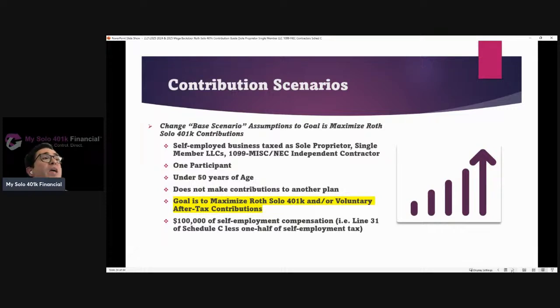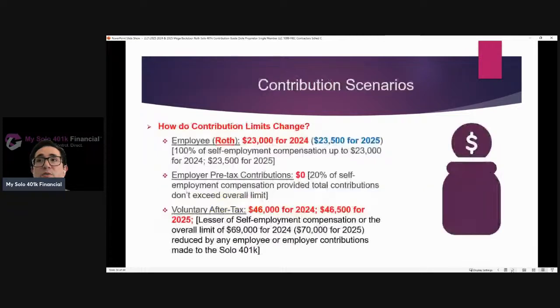So now let's go back to the base. And here we're going to assume that they're not making contributions to another plan, $100,000 of self-employment compensation, but they're only focused on Roth and voluntary after-tax contributions. So they'll make the same employee contribution amount, but instead of contributing to the pre-tax solo 401k account, they're going to put this employee contribution into the Roth account. Here, they're not interested in making employer pre-tax contributions, so they'll skip making employer contributions, and they'll just make the difference as a voluntary after-tax contribution, and then move those funds from the voluntary after-tax solo 401k account over to the Roth solo 401k account.